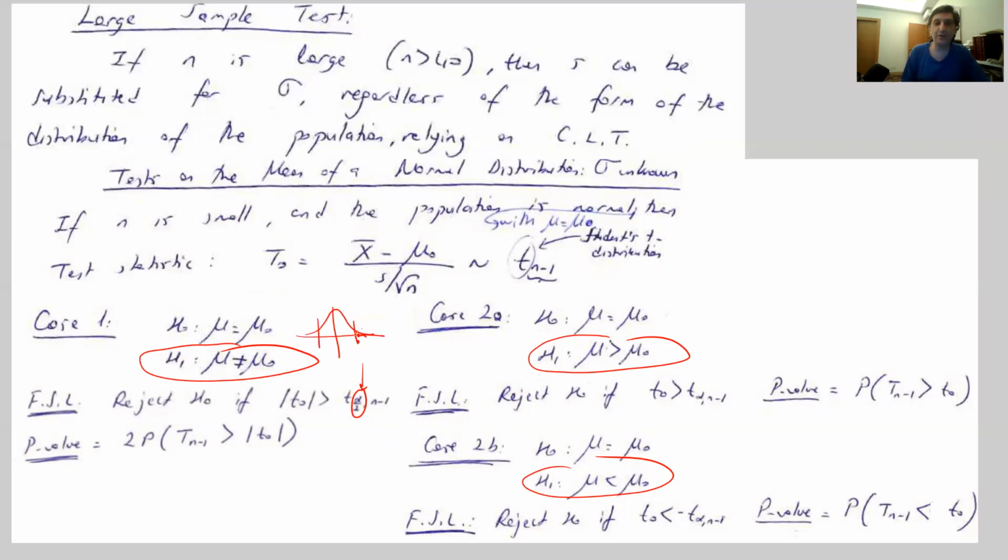So if the absolute value of the t0 value, note that it may also be a negative value, we compare it with either this limit or this limit. Therefore, we are going to reject H0 if our t0 value falls here or here.